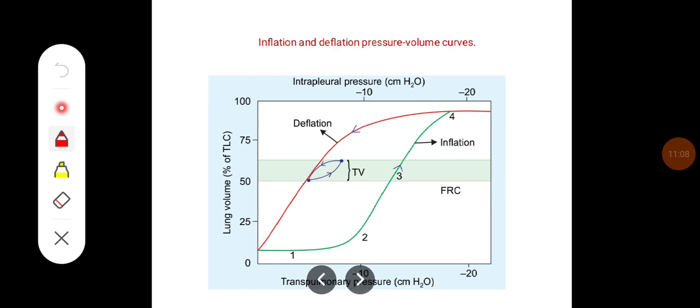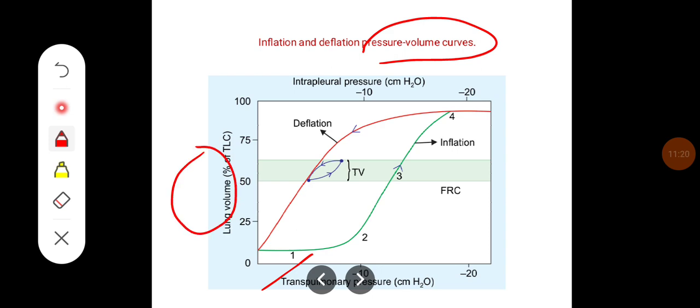So this is the pressure volume curves while measuring the static lung volumes. Okay, so this is transpulmonary pressure and the lung volume change in percentage. So in stage 1 there is no change in the lung volume, and in stage 2, because of the opening of the airway, the amount of air which is going to enter into the lung is going to drastically increase.